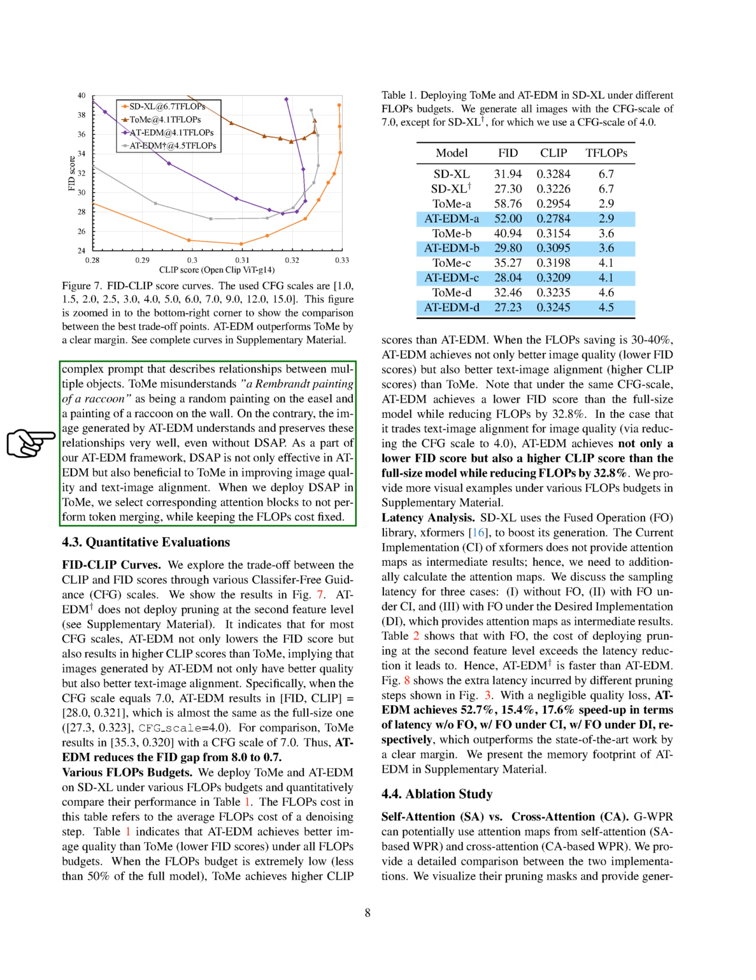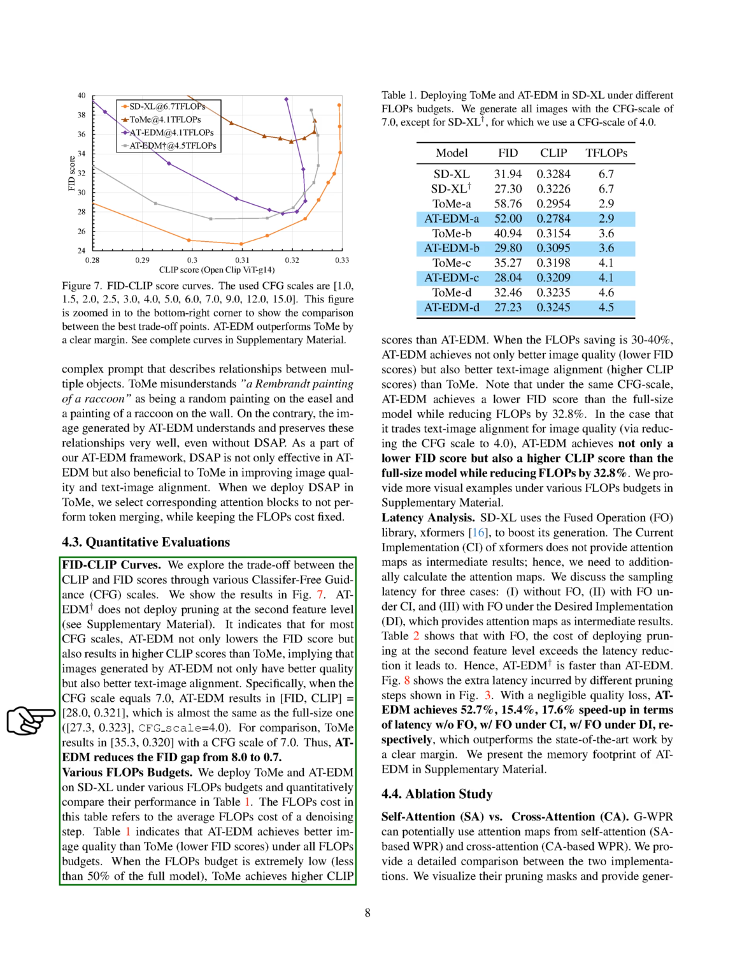Section. Quantitative evaluations. In this section, we examine the trade-off between clip and FID scores using different classifier-free guidance, CFG, scales. We present our findings in Fig. AT-EDM does not apply pruning at the second feature level, as detailed in the supplementary material. Our results show that AT-EDM generally reduces FID scores and improves clip scores compared to TOME. This suggests that images generated by AT-EDM not only have higher quality but also better alignment with text.